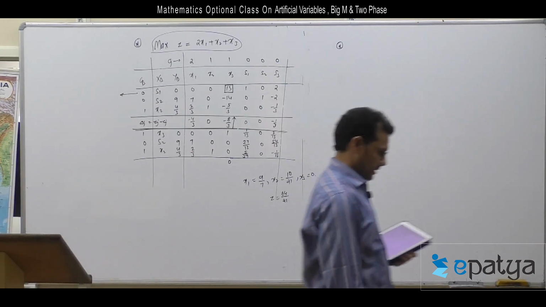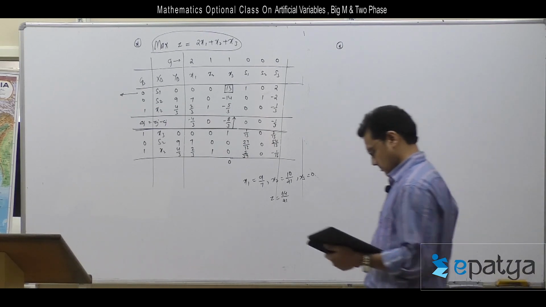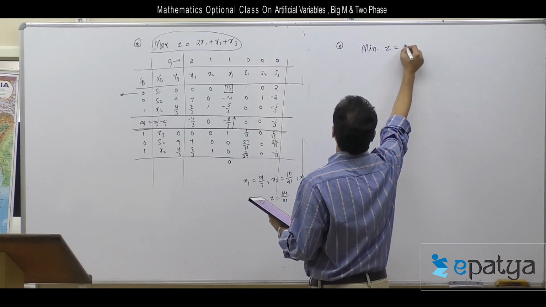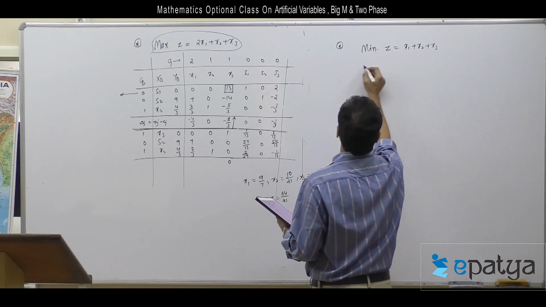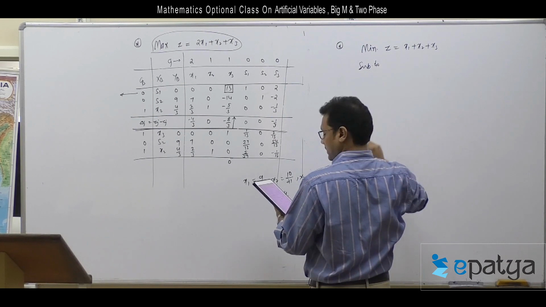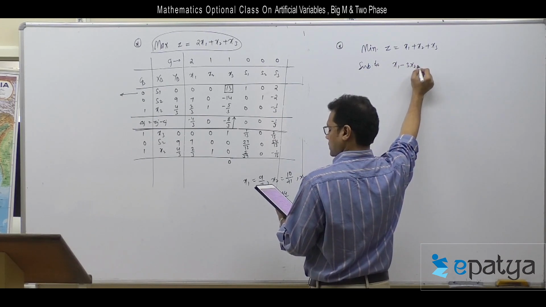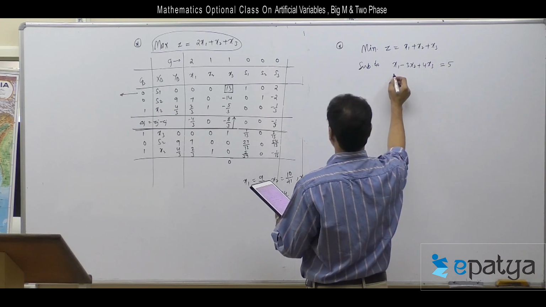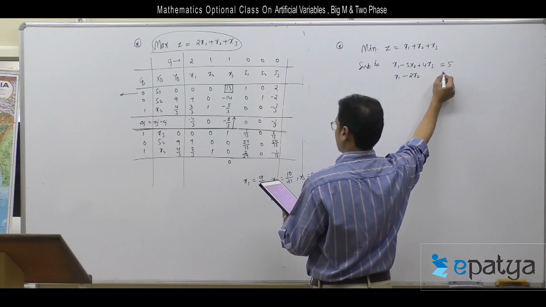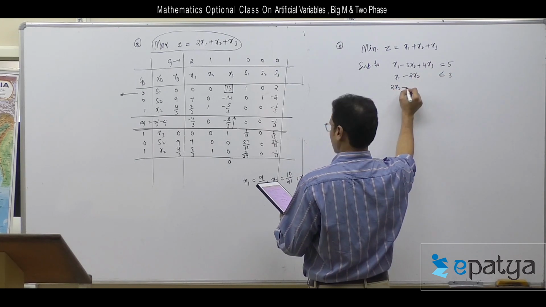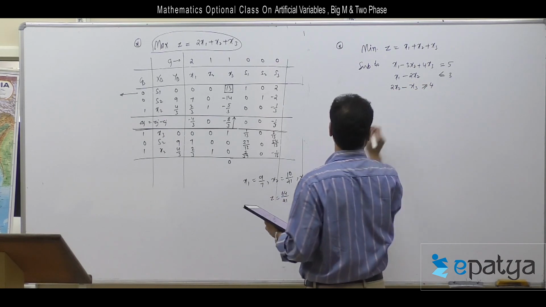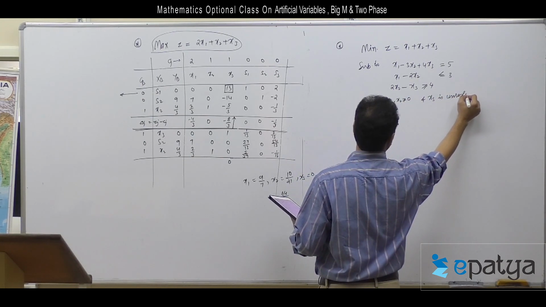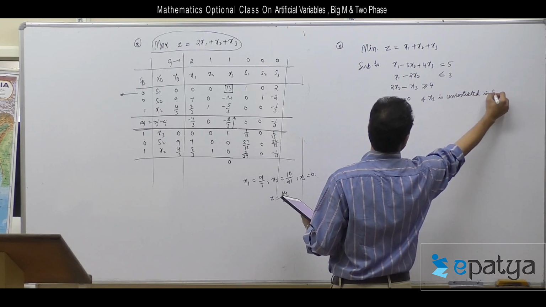Use two-phase simplex method to minimize Z equal to x1 plus x2 plus x3, subjected to constraints x1 minus 3x2 plus 4x3 equal to 5, x1 minus 2x2 less than or equal to 3, 2x2 minus x3 greater than or equal to 4, x1 comma x2 greater than or equal to 0, and x3 is unrestricted in sign.